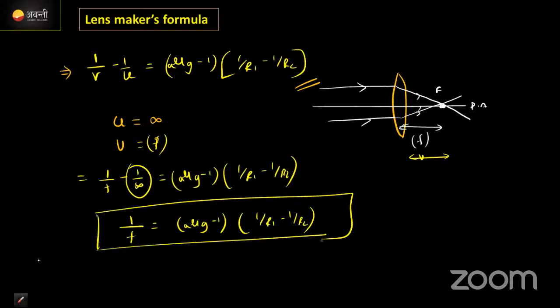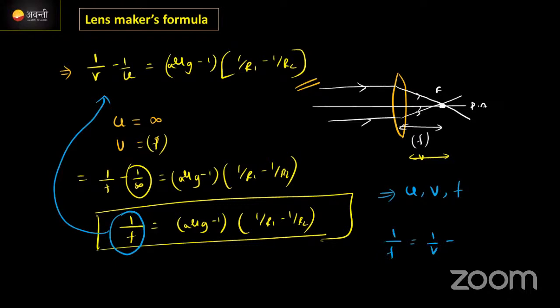This is the equation we get to identify the lens maker formula. Or else, if we want to know the relation between object distance, image distance and focal length, then you may directly write 1 by f is equal to this one. Correct? 1 by f will be equal to 1 by v minus 1 by u. This is called the lens formula. Lens formula.